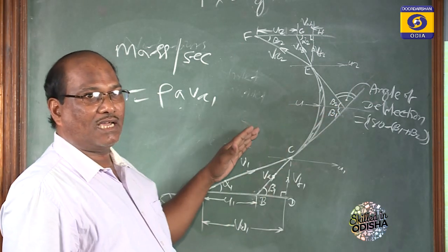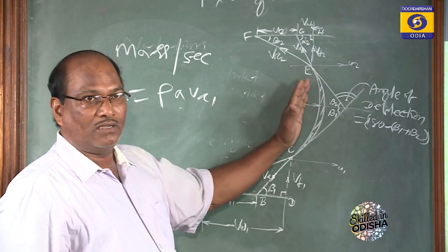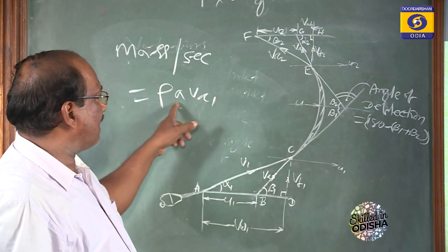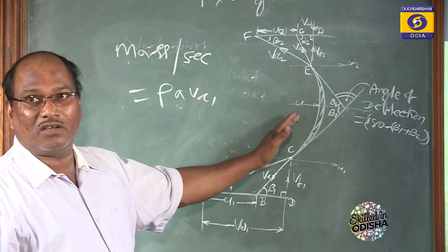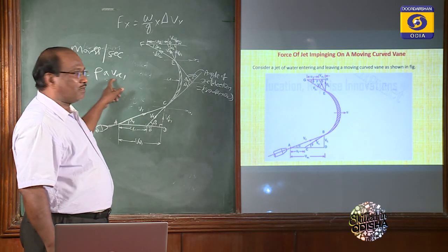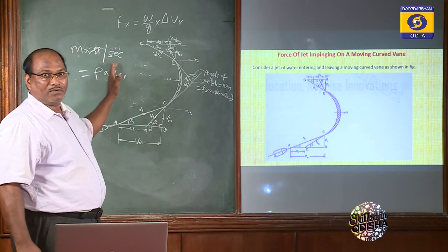Due to this deflection of the jet, it imparts some force on the curved vane. To calculate the force, this is the mass of water striking per second, because this is a single curved vane. If the single curved vane is moving, then you consider relative velocity, as in the second case we discussed in the first period.